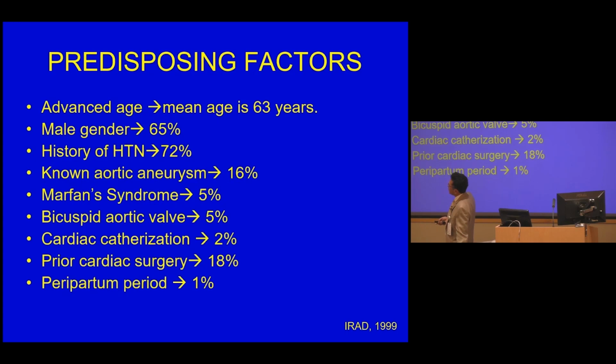Marfan's patients, based on the IRAD data, were also more prone to dissection, as well as those with bicuspid aortic valves. Patients with bicuspid aortic valves tend to have a connective tissue deficiency in the ascending aorta, so they're more prone to developing aneurysms and dissections as well. About 2% of the time, cardiac catheterizations will cause a dissection. Prior cardiac surgery and the peripartum period can also be associated, because of the hypertension that happens.